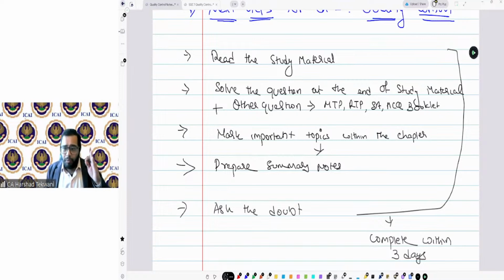For that, whatever class you have attended today, prepare it today itself. Whatever things I'm saying: read the study material, solve the questions, mark important topics, prepare summary notes, and answer the doubts. Okay, take 2 more days, 3 more days, 2 to 3 days or 4 days, but complete that within 4 days. The reason is it will really help you, and it will simultaneously close your subject.